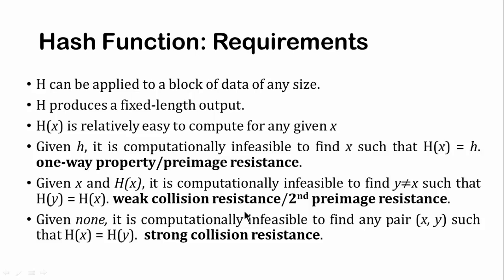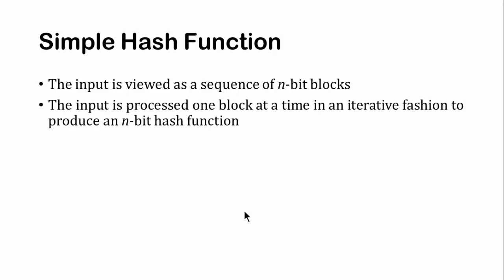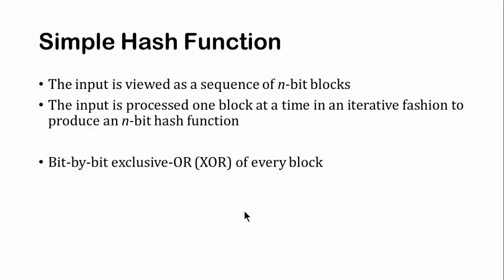If the code is the same, that means a collision has occurred, right? So it should not have any collisions. The simple hash function could be that you have received input of n-bit blocks, and this input is processed one block at a time in an iterative fashion to produce some n-bit hash value. Bitwise operations are generally the XOR operation performed on every block.